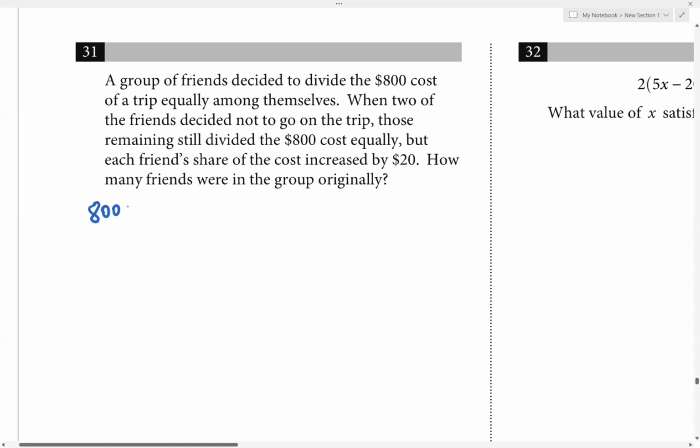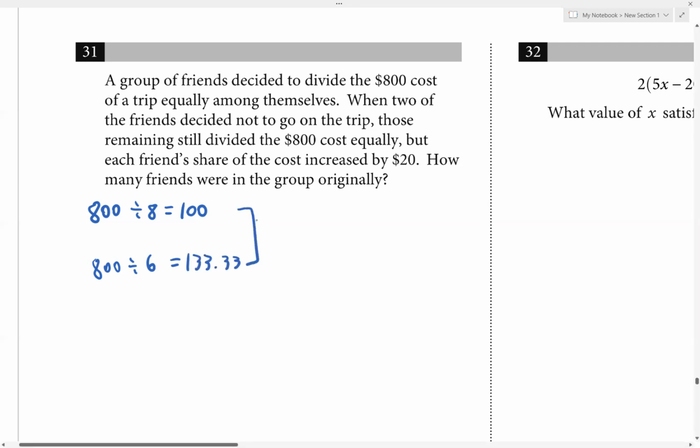So what's a number that divides 800? We can say, what if we have 8 people? Then each person pays $100, right? Now let's say 2 people don't go to the trip. So now we're going to divide by 6, because we have 6 people going. If they share the cost equally, 800 divided by 6, we get 133.33.